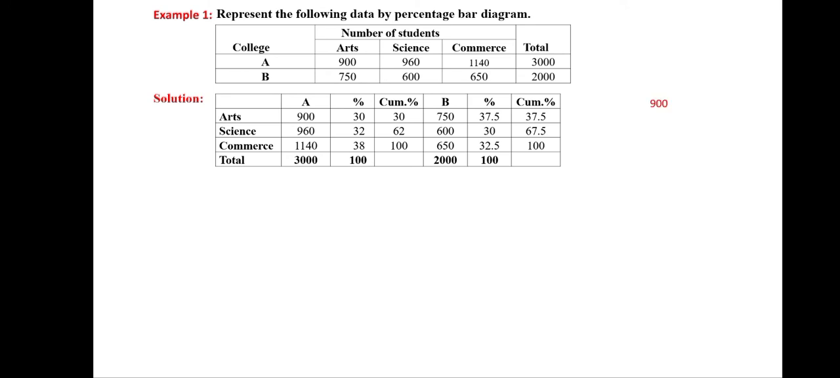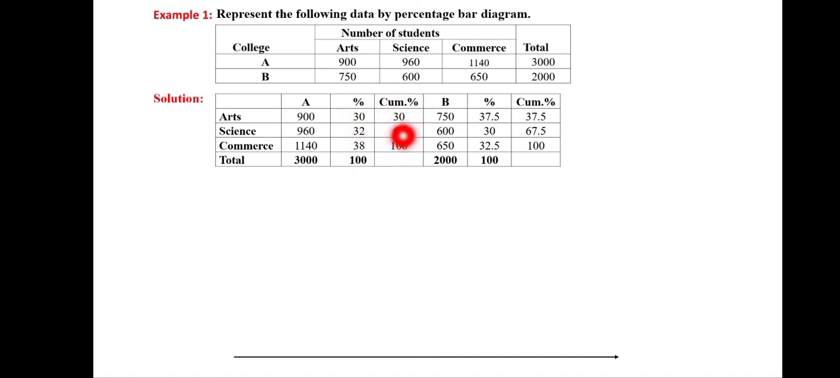Okay, so how to calculate the percentage? To calculate the first percentage, we have to do 900 divided by the total. Here the total is 3000, multiplied by 100. 100 is the total percentage. So we get 30. Okay, the percentage is 30. In the same way, calculate all the percentages.